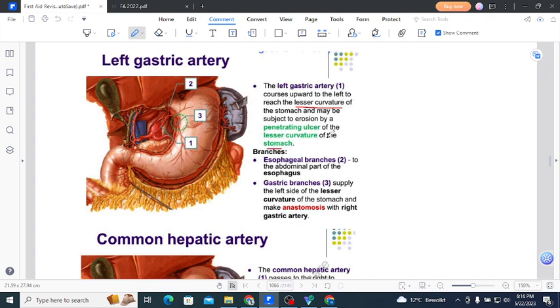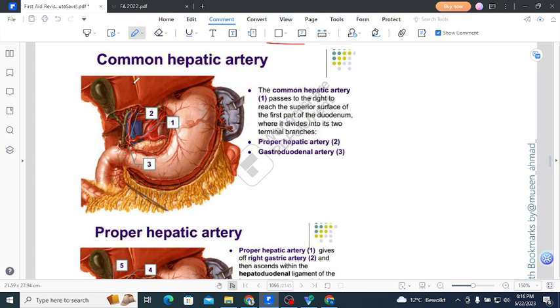Okay, the branches of the left gastric artery are the esophageal branches, like over here, to the abdominal part of the esophagus, and the gastric branches, which supply the left side of the lesser curvature of the stomach and anastomose with the right gastric artery. What is the common hepatic artery? The common hepatic artery passes to the right to reach the superior surface of the first part of the duodenum.